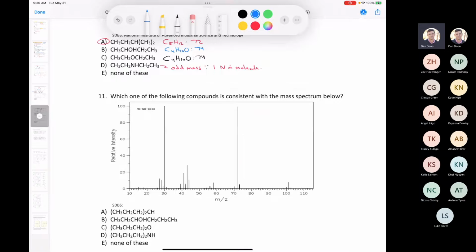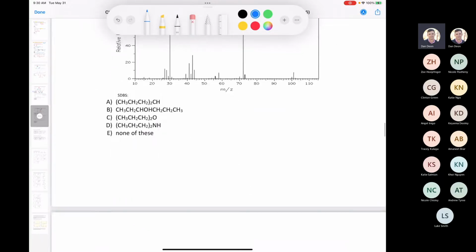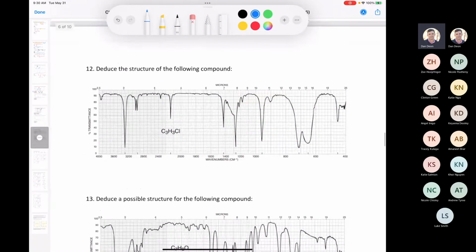Let's try a couple of infrared spectroscopy problems. Let's see here. Let's try this one here, number 12. It just says deduce the structure of the compound. They give you a molecular formula. It's C3H3Cl. Remember that a halogen can be treated like a hydrogen. And if we calculate the HDI for this, I've already gone ahead and done it. The HDI is equal to 2.